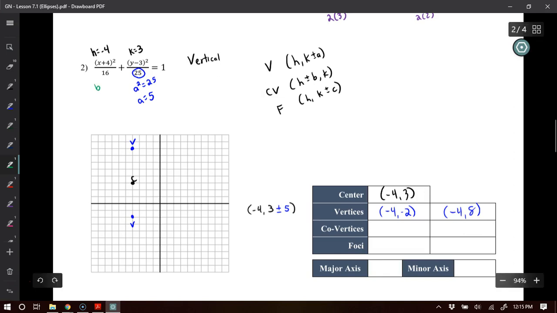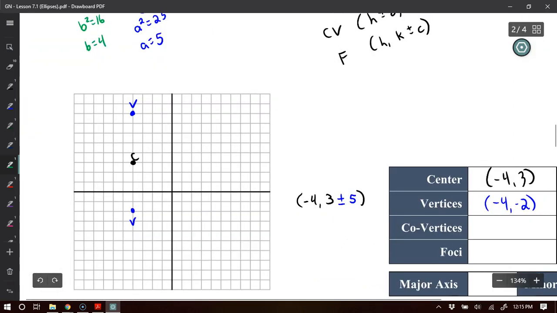So I have here b squared is 16, so b is 4. Now I can use this formula for it, or I can count from the center because covertices are on the minor axis. So from the center, my b value is 4. I'm going to go to the right. 1, 2, 3, 4, boom. CV for covertex. Left from the center. 1, 2, 3, 4, boom. CV for covertex.